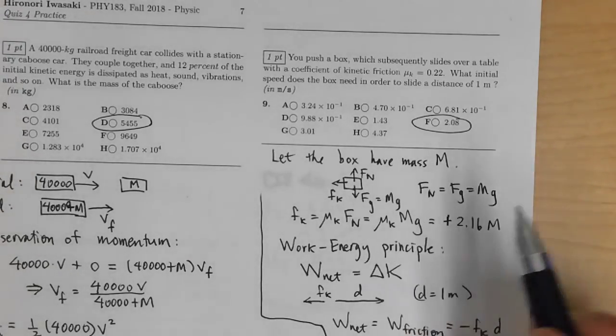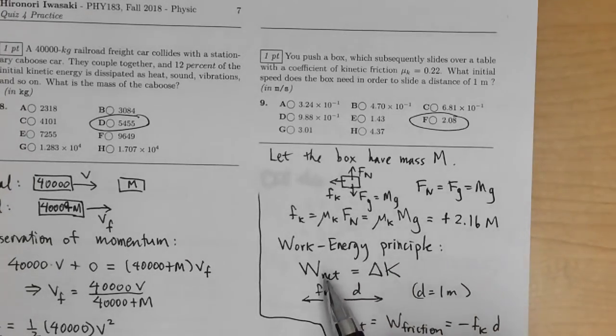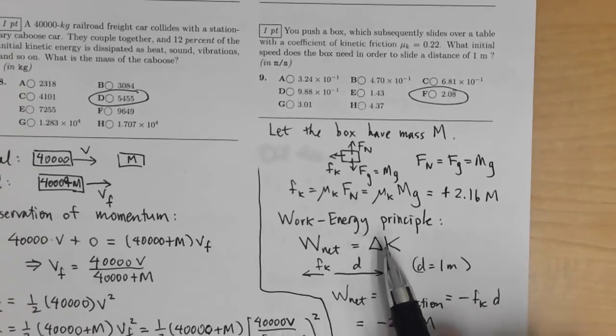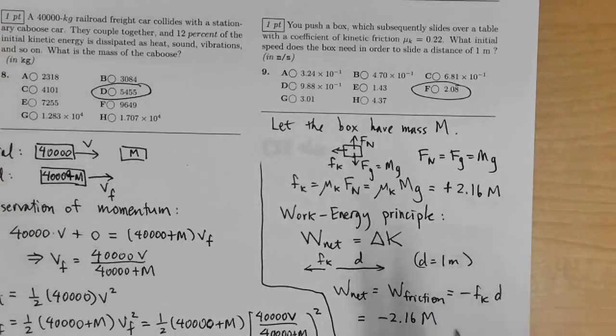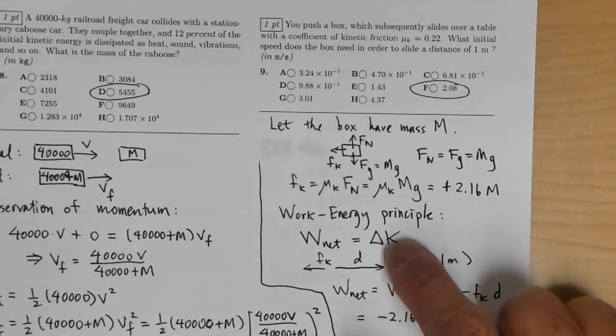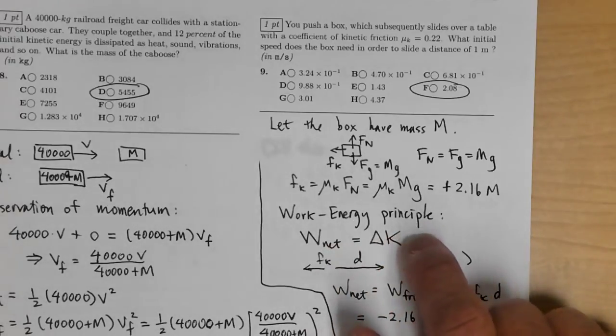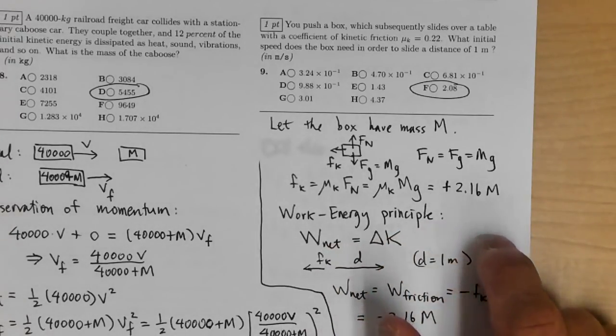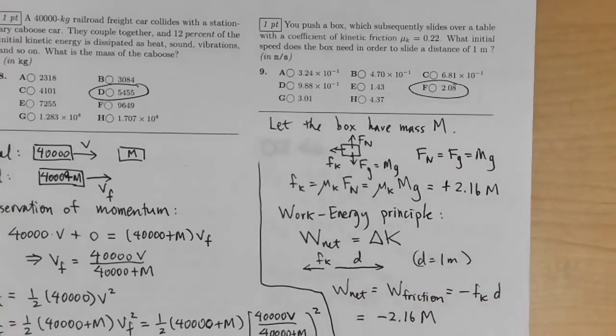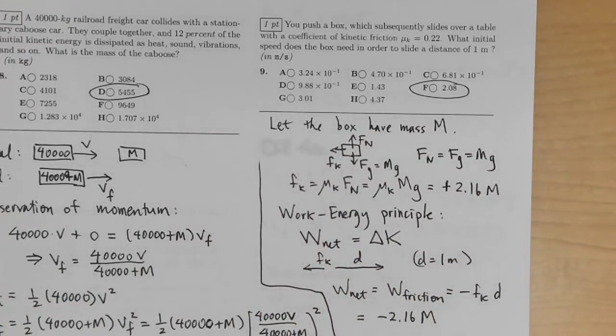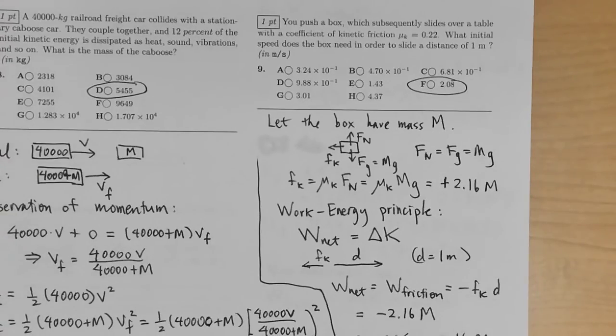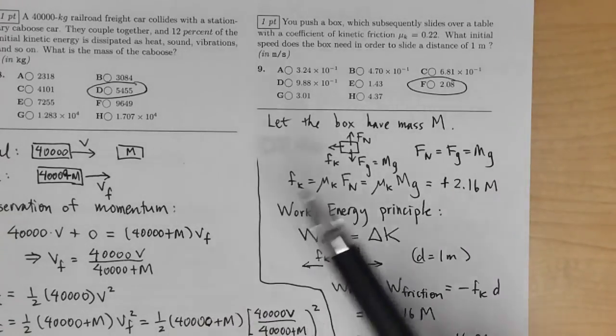Now we can apply the work-energy principle. The net work done by all forces equals the change in the kinetic energy. You could also use that the work done by non-conservative forces is equal to the change in the mechanical energy. Then you have an extra plus delta U here, but there's no potential energy in this problem because everything's horizontal, just sliding over a table. Technically it should have said horizontal table, but it's assumed.